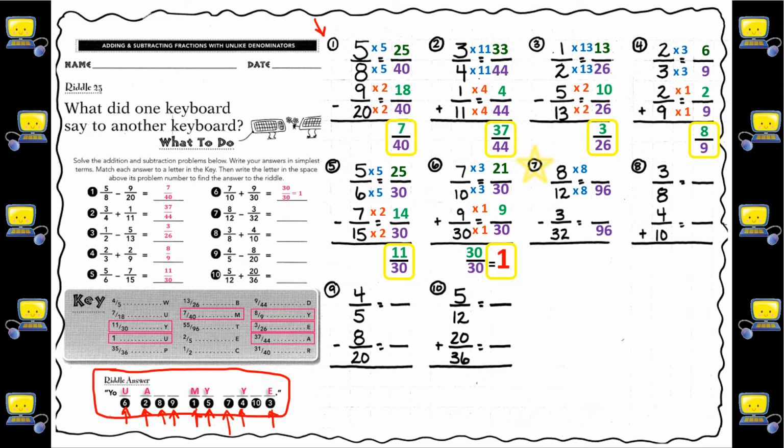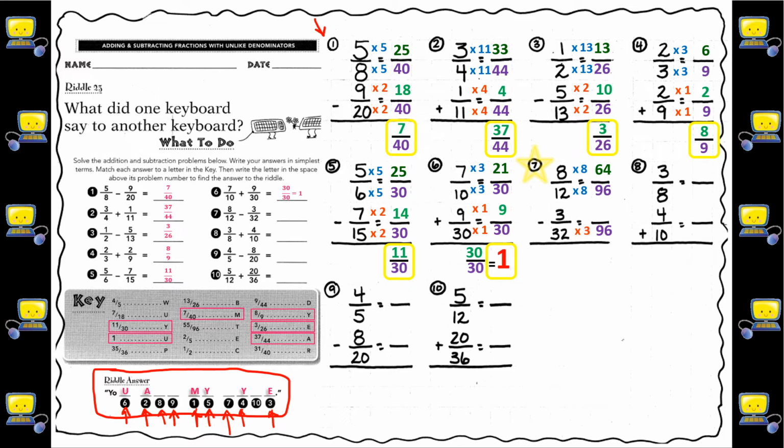Question number 10. Copy the question down and solve it. Pause the video, then unpause the video to see the answer. The larger denominator is 36. That is a multiple of 12.